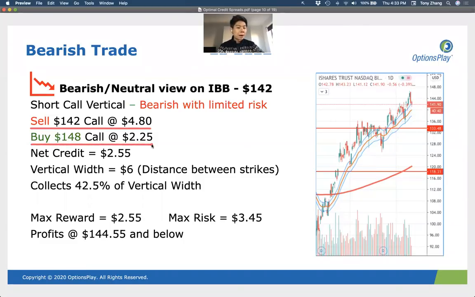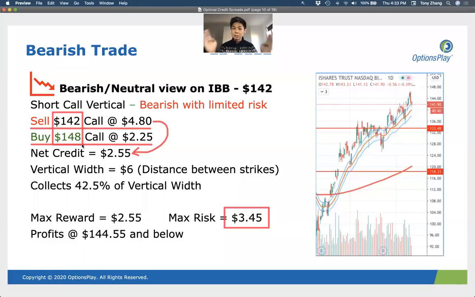So what you can do is buy back a higher call. Let's say you buy the 148 call and spend $2.25 to buy it. Now, instead of bringing in a net credit of $4.80, you're bringing in a net credit of just $2.55. But in order to do that, what you've done is reduce your risk on the entire trade down to just $3.45.